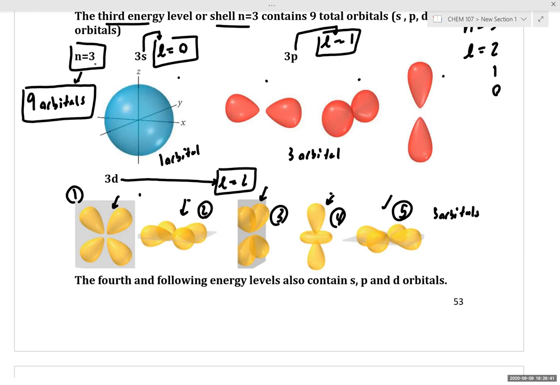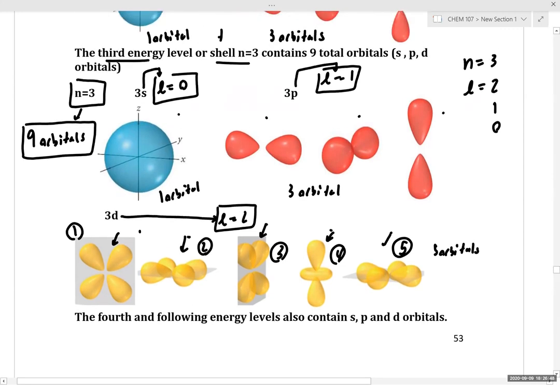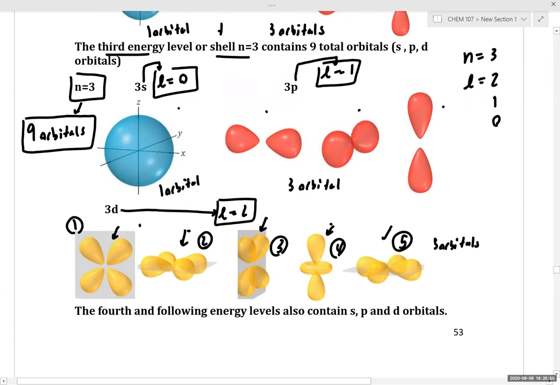Professor, whatever number of n we have, always L is 1 less. That's how we know. Like, how do you know the L is 0, 1, 2? How did you get that L? So L ranges from n minus 1, and then you count all the L values until you reach 0. Got it. Okay. Thank you.